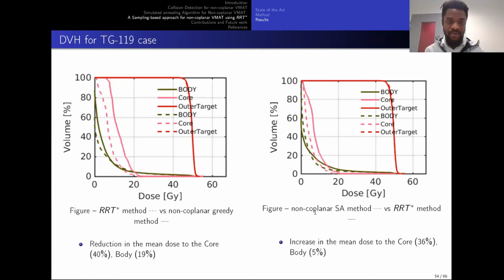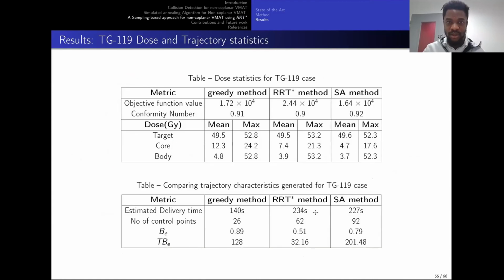You have up to 40% reduction in mean dose to the core on the DVH on the left-hand side. On the right-hand side, we have the non-coplanar simulated annealing method versus the RRT star method. You see that we have an increase in the mean dose to the core using the RRT star method. So the non-coplanar simulated annealing method is better in terms of the dosimetry. You can also see this in the dose statistics table, where the simulated method is still better. You have a higher mean dose to the core of 7.4 with the RRT star method compared to 4.7 for the simulated method. But compared to the greedy method, the RRT star method is better.